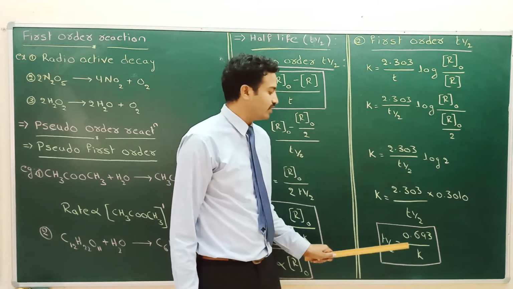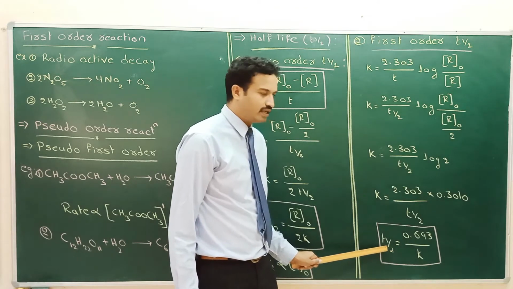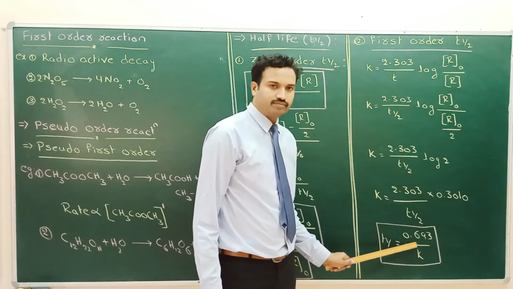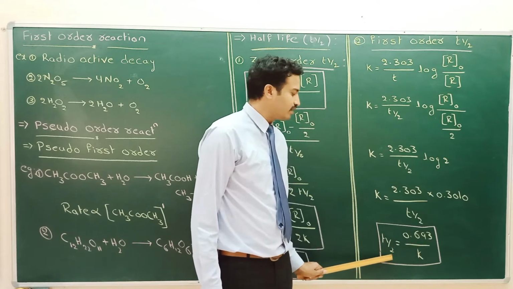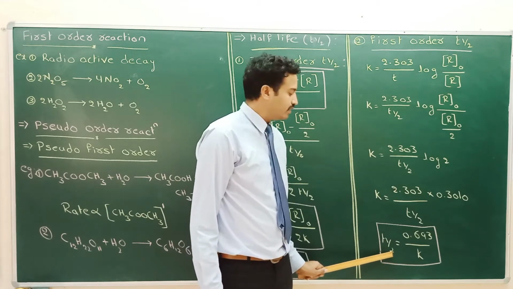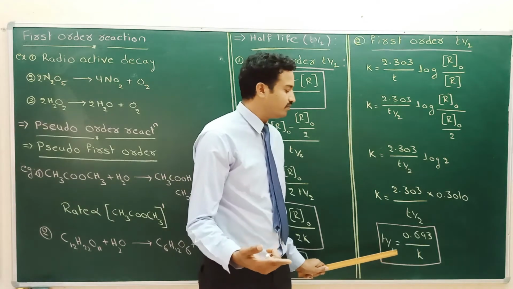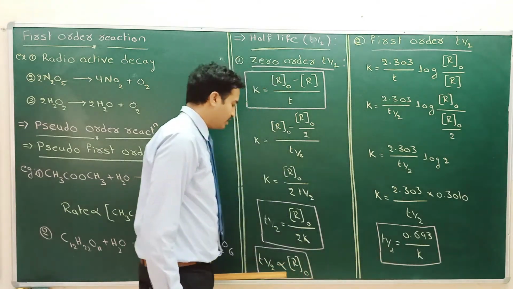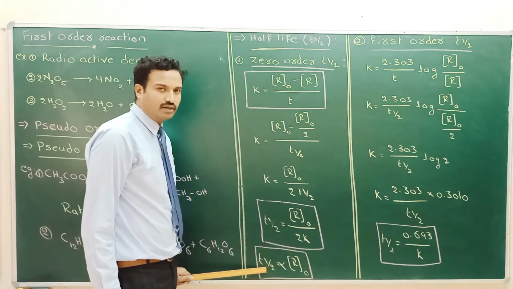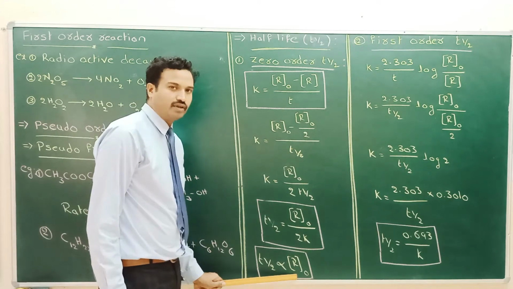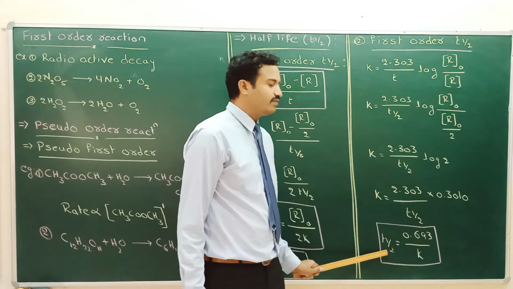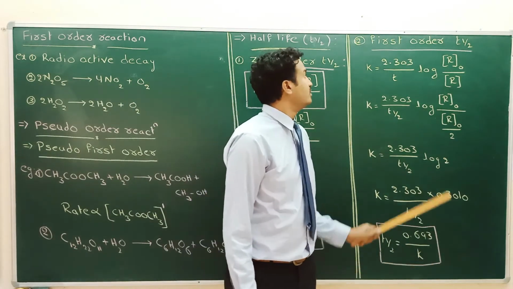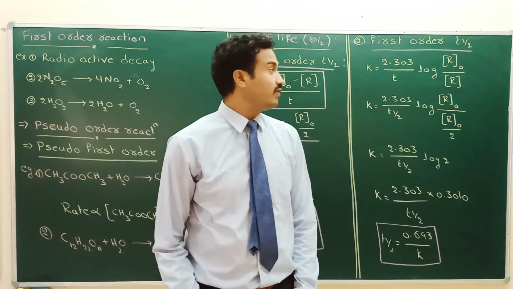So the first order half life is constant. This is constant, this is also constant. So there is no effect of concentration on the first order half life. The half life of a zero order reaction is influenced by initial concentration, it depends on initial concentration. Here the half life is independent of concentration. This is about first order half life.